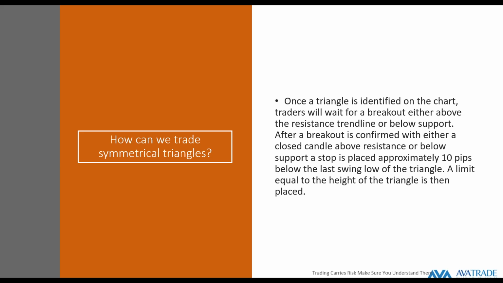After the breakout is confirmed with either a closed candle above resistance or below support, a stop loss could be placed approximately 10 pips below the last swing high or low of the triangle. So what you want to do is look for the most recent candle inside the triangle, and if it's breaking out upward, we would use the low of that candle to set our stop loss. If it broke out downward, we would use the high of that last candle, that last swing high or the last swing low, to set our stop loss, and we would add 10 pips to that.